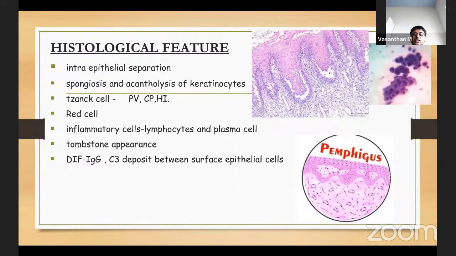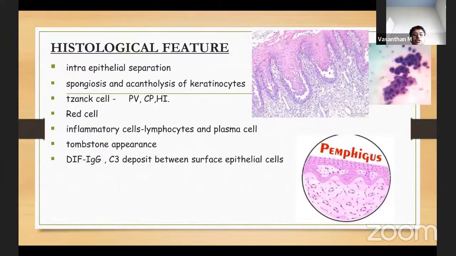Acantholysis means there is a loss of coherence between the epithelial cells, and the Tzanck cells. Tzanck cells are multi-lobed giant cells formed due to acantholysis. These Tzanck cells are not only seen in pemphigus vulgaris, they are also seen in herpes infection and some inflammatory cells. And a tombstone appearance of cells can be visible.